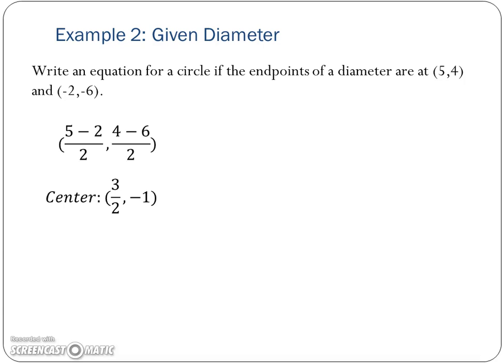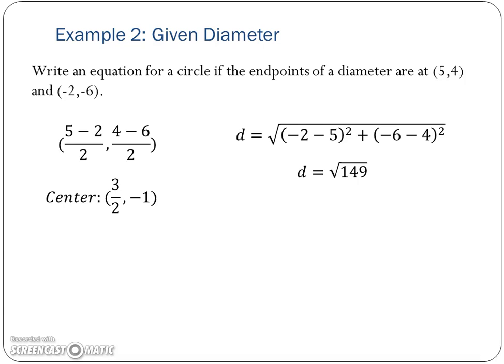Okay, then we're going to find the radius. We can find the radius by finding the distance between the center and one of our points, or by finding the length of the diameter and dividing by 2. So I'm going to do the diameter. Negative 2 minus 5 squared gives us negative 7 squared. Negative 6 minus 4 is negative 10, squared is 100. So we get the square root of 149. Since that's the diameter, we're going to find the radius. The radius is the square root of 149 divided by 2.